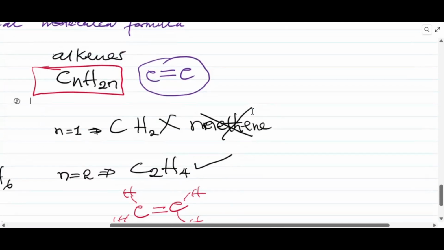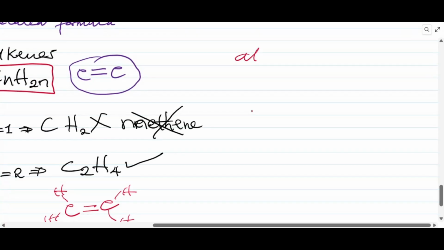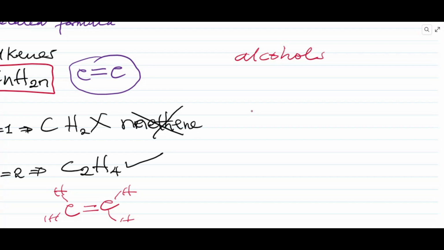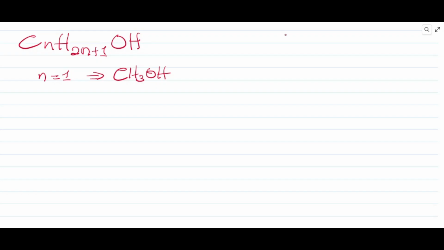For the alcohols, the general molecular formula for the alcohol is CnH2n+1OH. For n equals 1, CH3OH. This is methanol. Remember, it will be methanol because we have only one carbon atom. n equals 2 is going to be C2H5OH, ethanol.